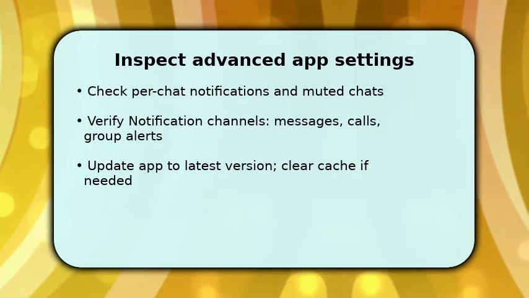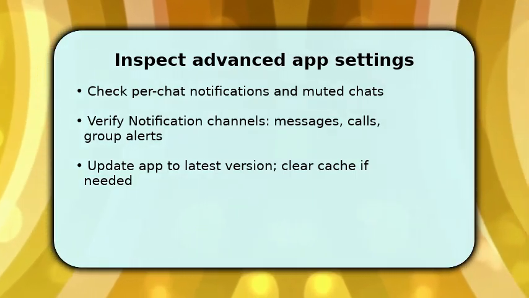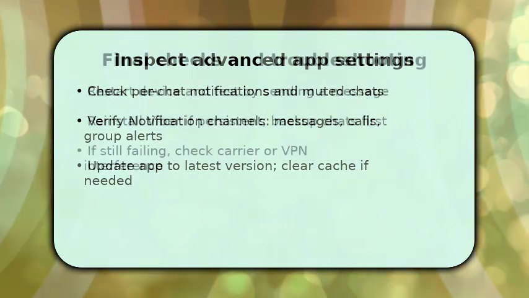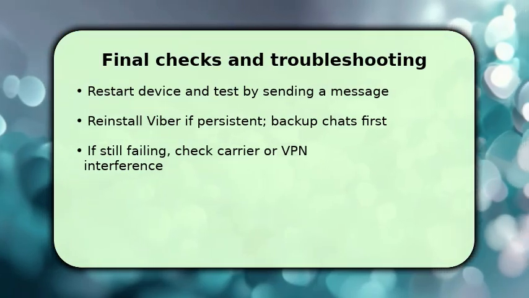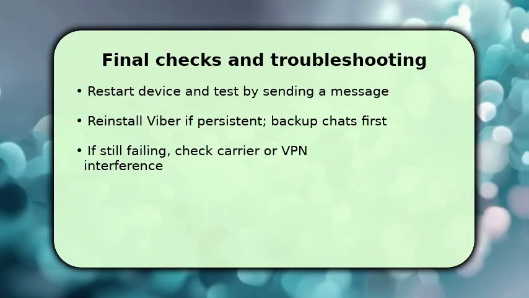Once configured, update Viber from the store and clear the app cache if notifications still fail. That removes corrupted temporary data. Finish by validating the flow. Restart your phone to apply all settings, then ask someone to send a test message so you observe behavior.